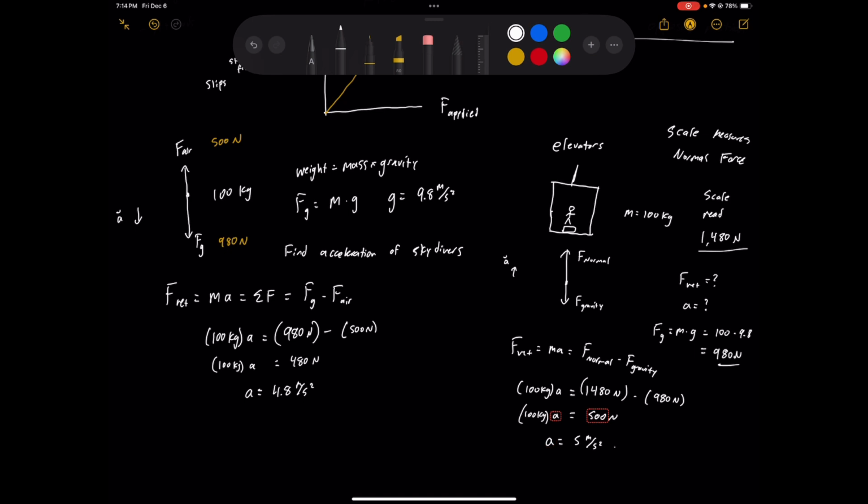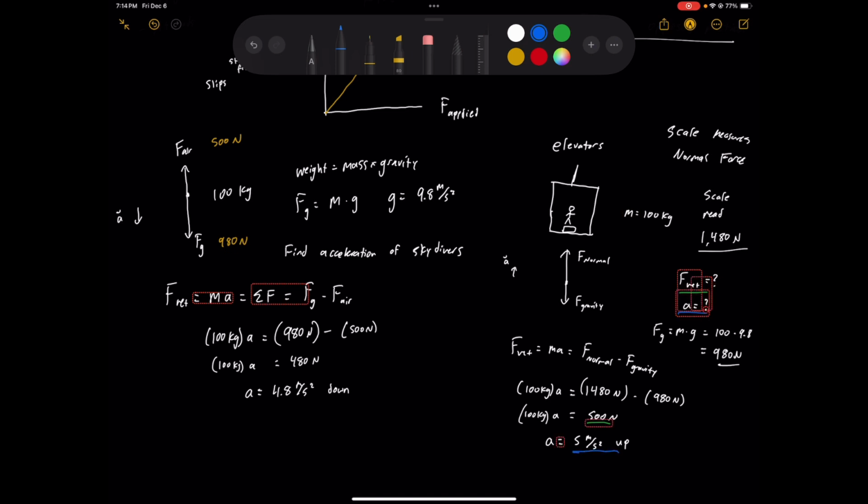And in this case, he is accelerating up. So I'll specify the direction. In the previous example, when he was skydiving, he was accelerating downward, right? So that's his acceleration going downward. And then in the elevator, he's accelerating upward. So his net force is going to be 500 newtons in this case. And his acceleration, right? So they also asked for the acceleration. That's 5 meters per second squared going up.